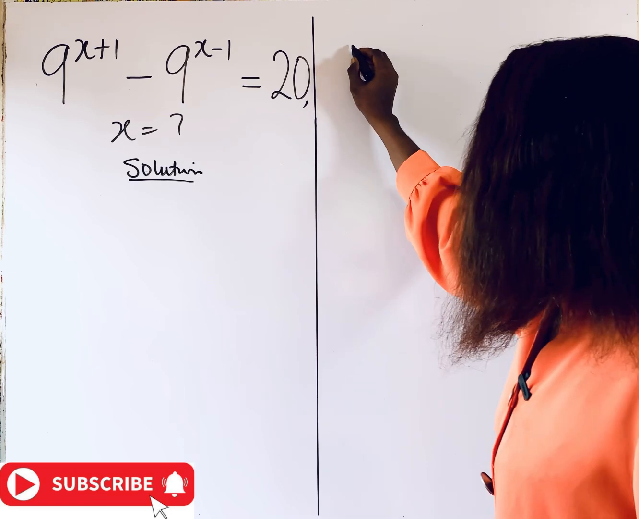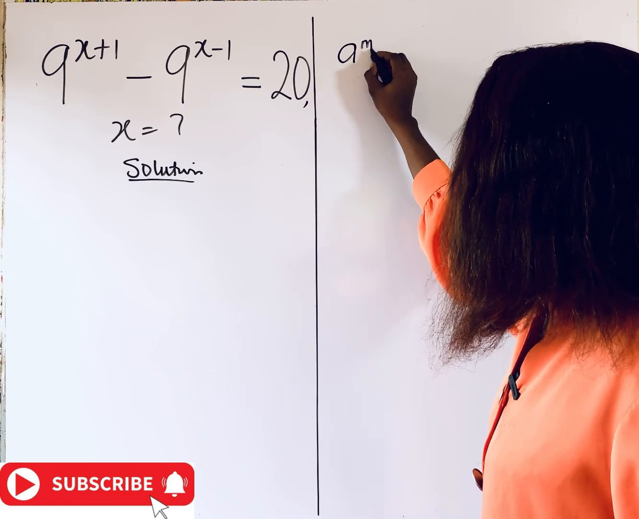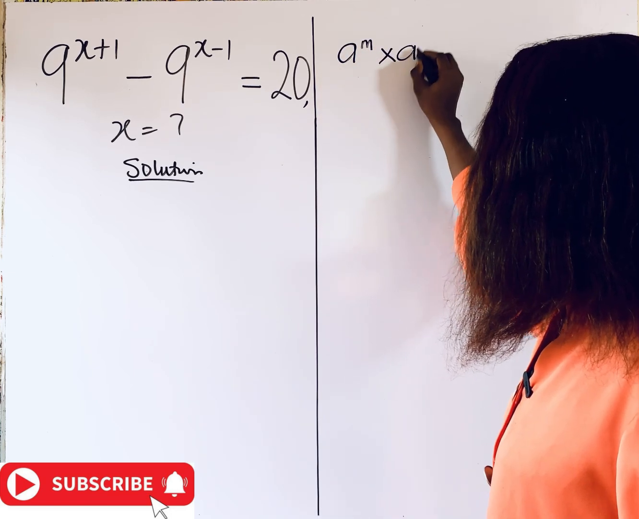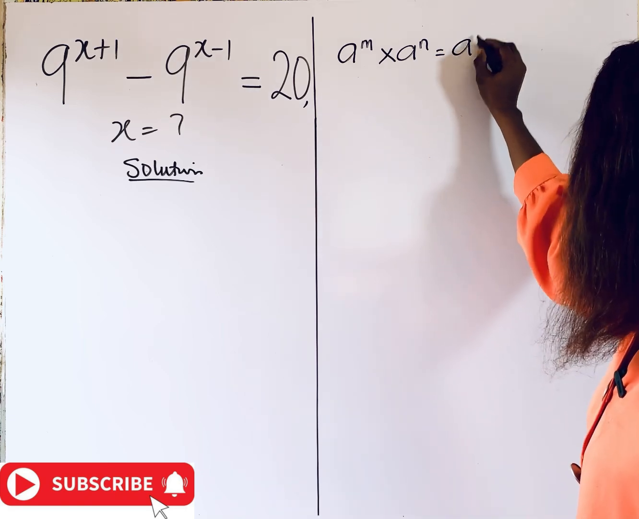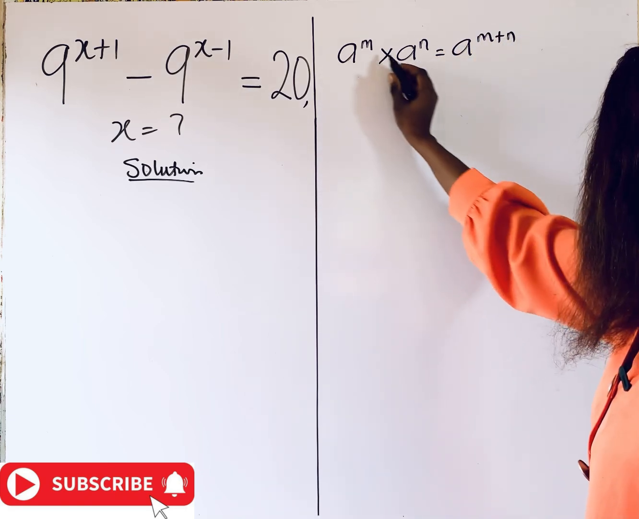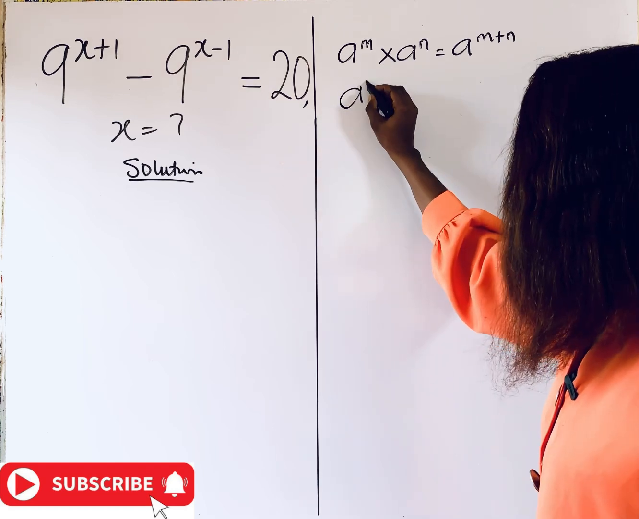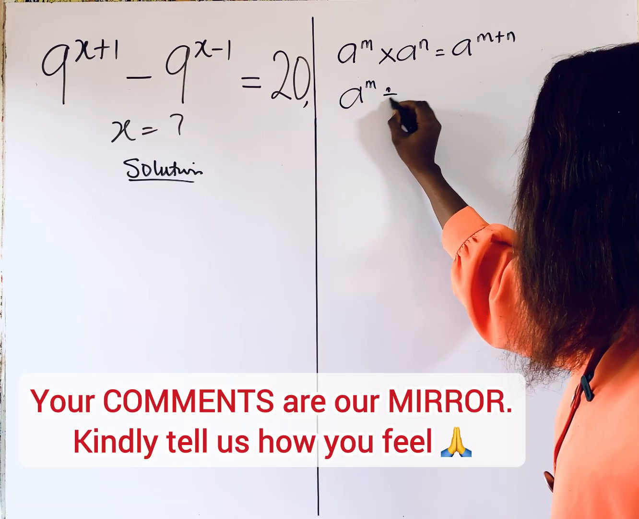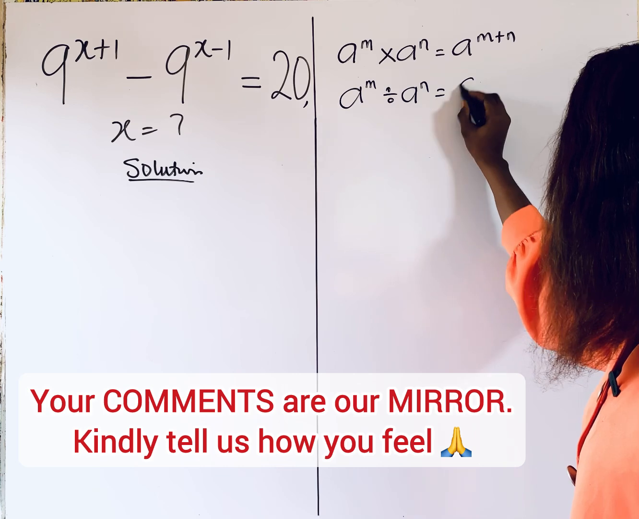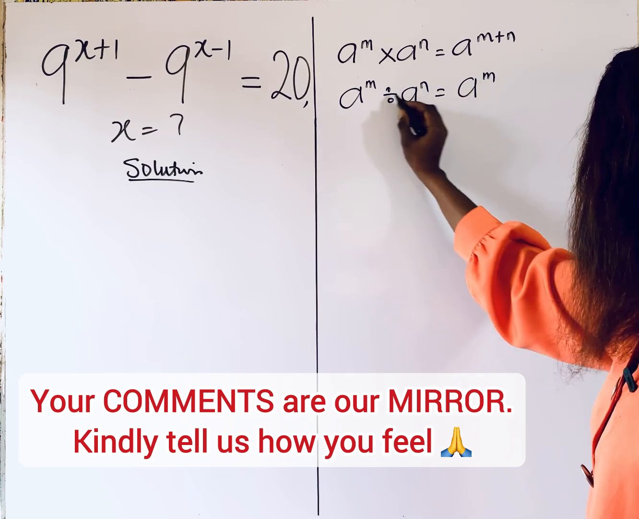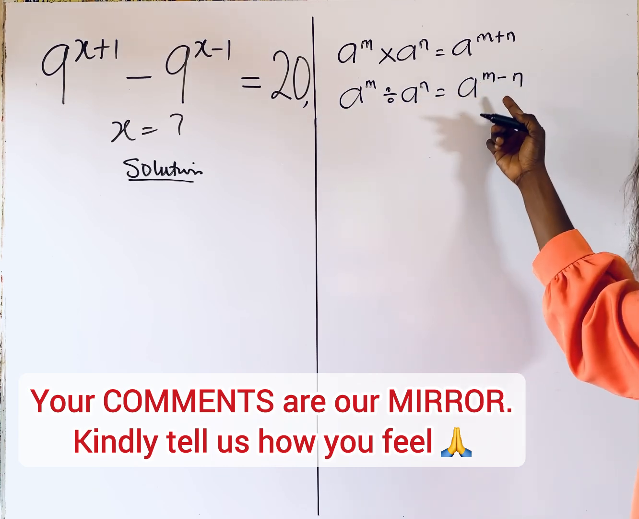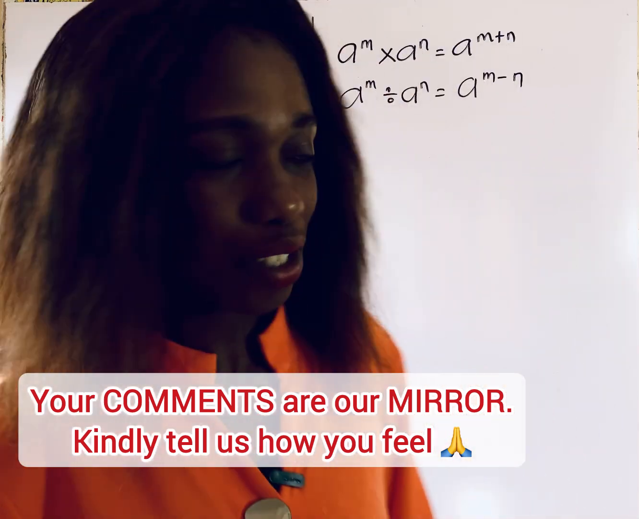And they are, if you have a to the power of m multiplied by a to the power of n, it simply means a to the power of m plus n. So you add the powers when you are multiplying. And when you are dividing, you have a to the power of m over a to the power of n, division will turn to subtraction. So let's see how to use it in this question.